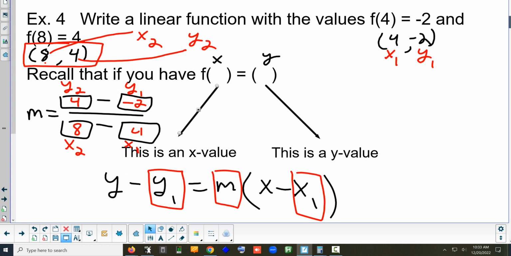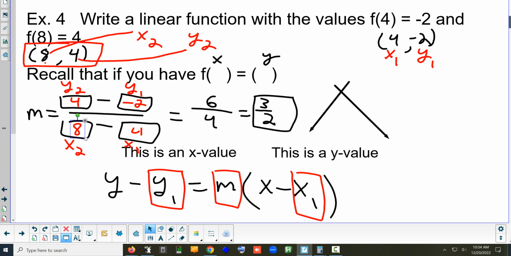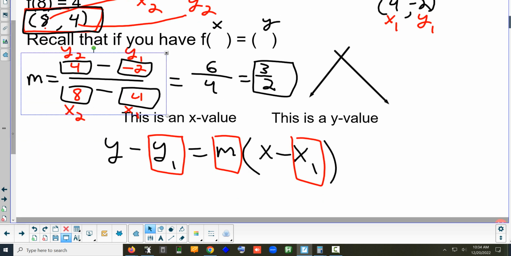Okay, let me just move that so I have some more space. 4 minus -2. Jacinda, what's going to happen there? Yep, so it's going to become 4 plus 2. And then Dorian, 8 minus 4 is 4. And that reduces to 3 over 2. Okay, so there's my slope. And here is my coordinate.